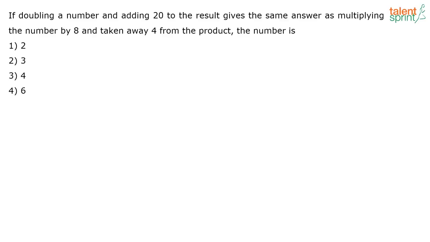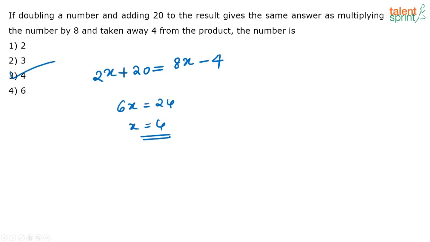Next, if doubling a number and adding 20 to the result gives the same number as multiplying the number by 8 and taken away 4 from the product, the number is dash. So what is given here? You have a number. Let us take the number to be x. So I am doubling the number and adding 20 to the result. This gives me the same answer as multiplying the number by 8 and taken away 4 from the product. What is the number? Very easy. You just have to frame this equation and solve for x. So you have 6x is equal to 24. x is equal to 4. What is the number? 4.